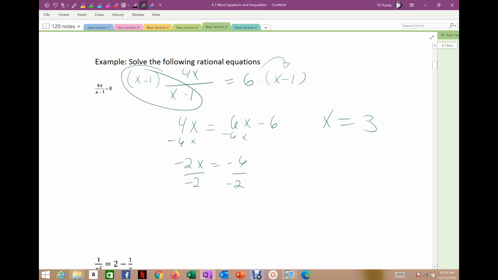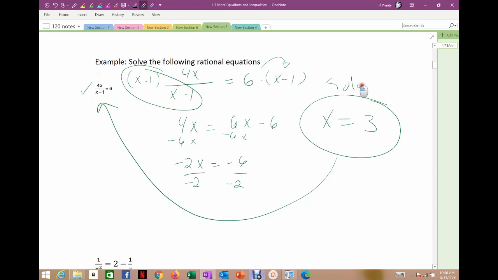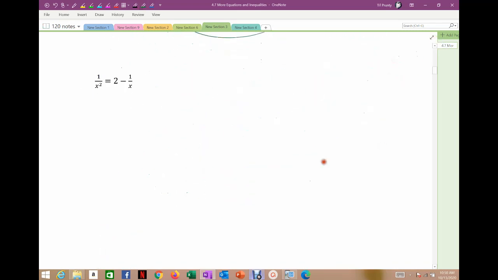Then I always have to check to make sure that I didn't get any division by 0. I plug it into my original function, and it checks. The only number I can't plug in is 1. 3 works: 3 minus 1 is 2, which is perfectly fine. So this is my solution. Checks. All right, next example.